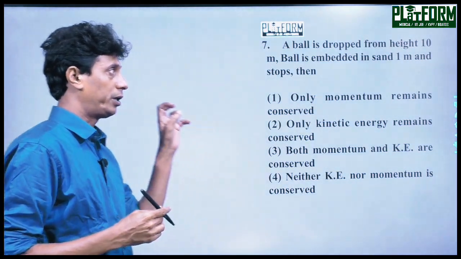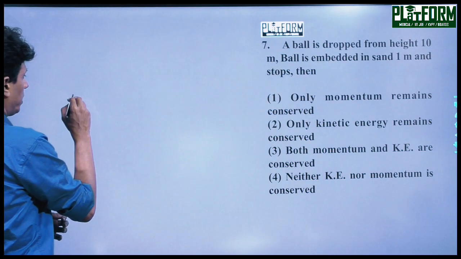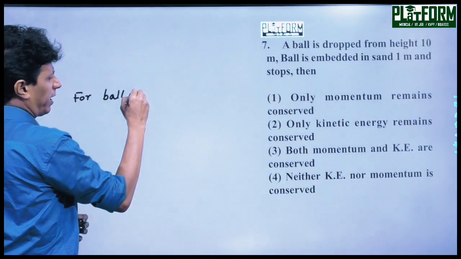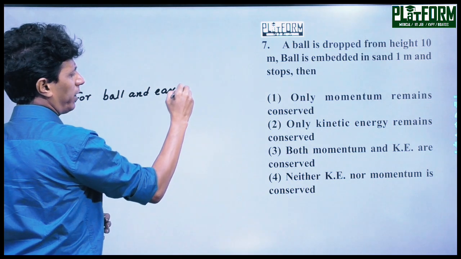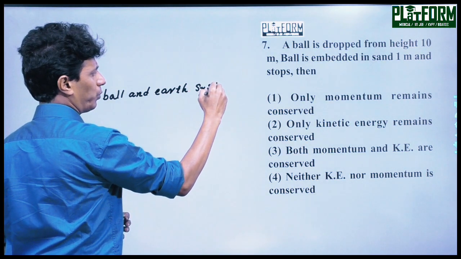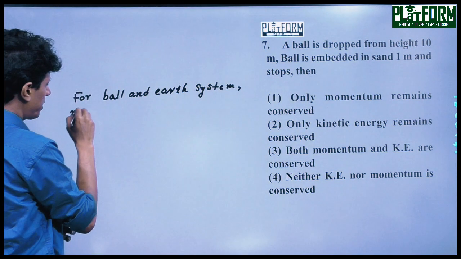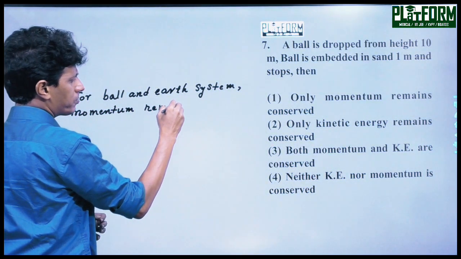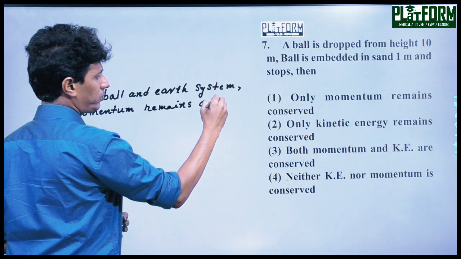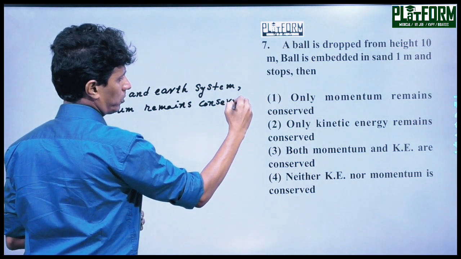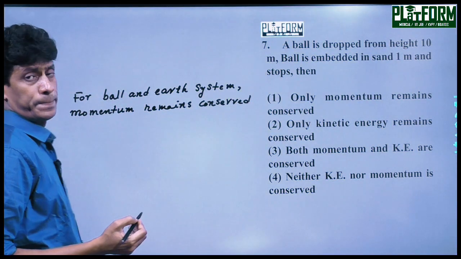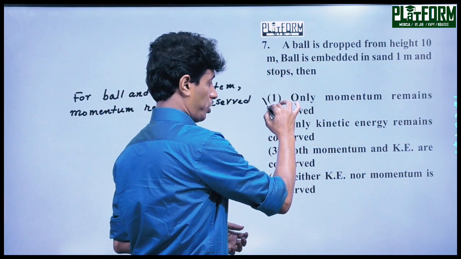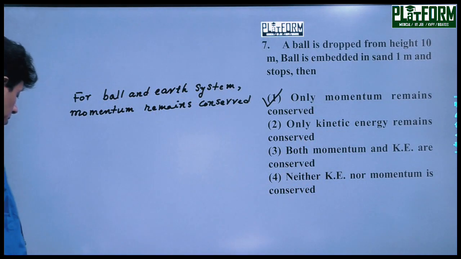So here, if we take the ball and earth system, we can say momentum remains conserved. So here only momentum remains conserved. Right option is 1. Let us see what is the next question here.